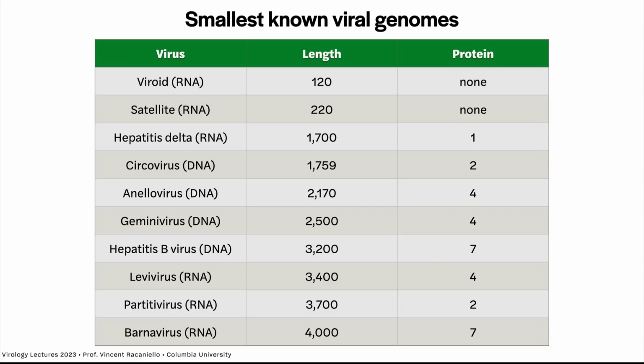And then we get into viruses that encode proteins. There's hepatitis delta virus, which encodes one protein, 1,700 bases, and then more and more proteins. And then we get into some very small DNA genomes. This Racaniello virus, by the way, is circovirus. Very small, circular, single-stranded DNA genomes. All of you have these in your blood, and they don't seem to do anything negative.